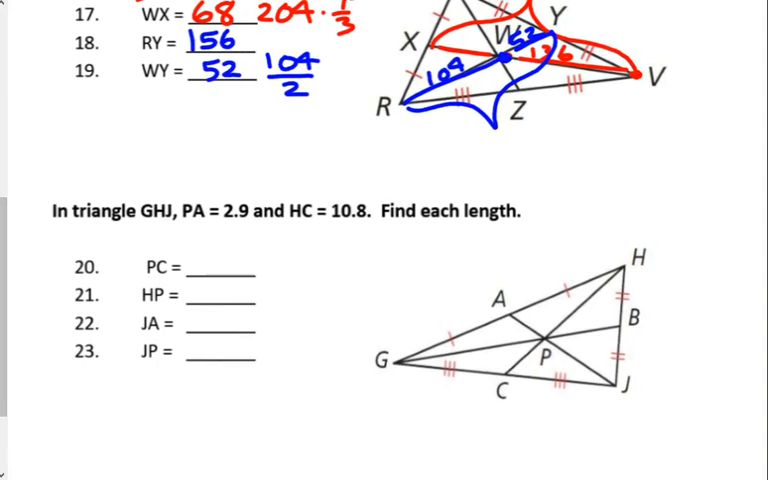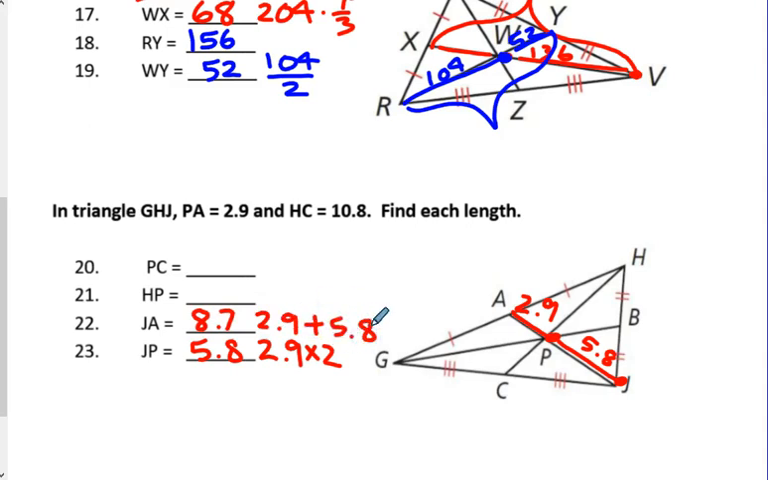Alright, so down here at the bottom, we're going to use more of the same stuff. PA equals 2.9. Now, if I know PA, let's try to find PJ from here to here. Remember, small part to big part, I just have to double it. So 2.9 times 2 equals 5.8. And then AJ, or JA, all the way across, I add those together, and I get 8.7. So that was 2.9 plus 5.8. Now, I did those first just because I read it first here.